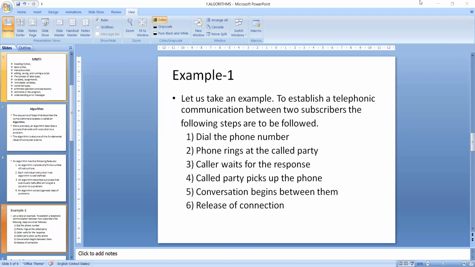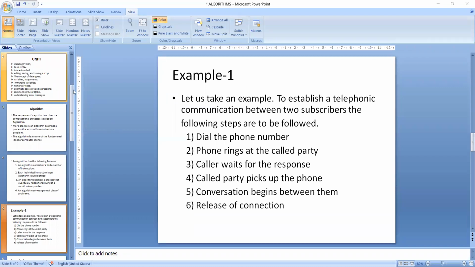So this is one algorithm. First you dial the phone, the phone rings at the called party, the caller waits for the response, the called party picks up the phone, and the conversation begins between them. Finally, at the end, you have to release the connection. That means you are halting the process. So this is one example.